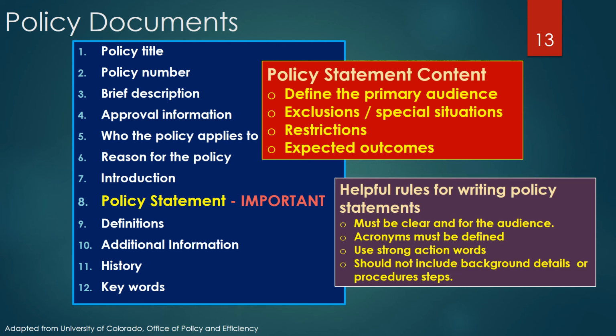Here are a few helpful rules for writing policy statements. Sentences and paragraphs must be clear and understandable for the given audience. Acronyms can be used if spelled out completely the first time the phrase is used. Use strong action words like will, must, are responsible for, etc. The policy statement should not include background details on the policy, nor should it contain procedural steps.